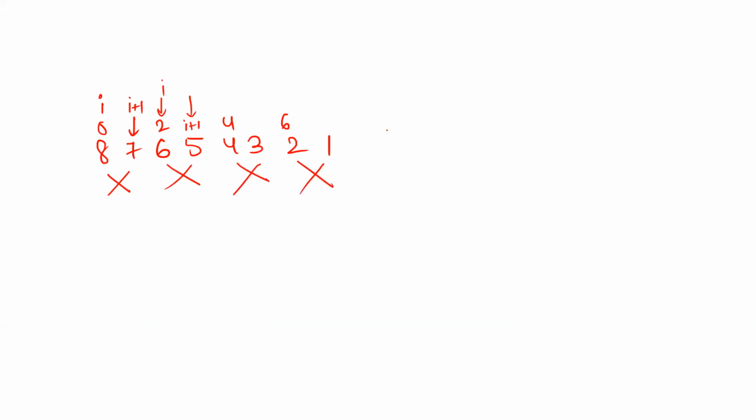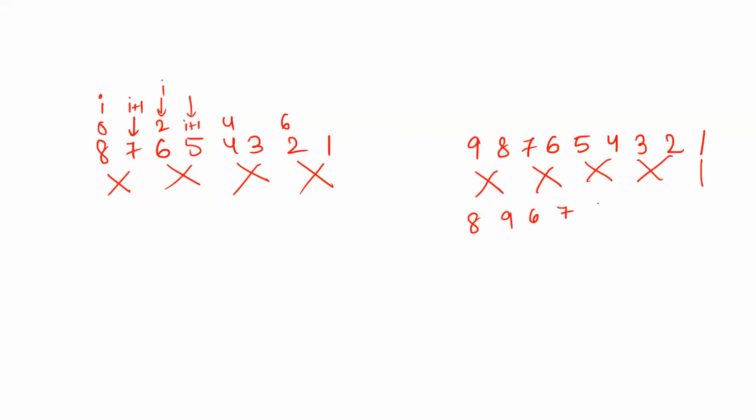Suppose we have an odd number of elements, starting from 9: 9, 8, 7, 6, 5, 4, 3, 2, 1. Now what will happen? The last element will remain as it is. If I swap 9 with 8, 7 with 6, 5 with 4, 3 with 2, and 1 stays as it is, it becomes 8, 9, 6, 7, 4, 5, 2, 3 and 1. You can see it is still in wave format, because 9 is greater than 8 and 6, 7 is greater than 6 and 4, 5 is greater than 4 and 2, and 3 is greater than 2 and 1.